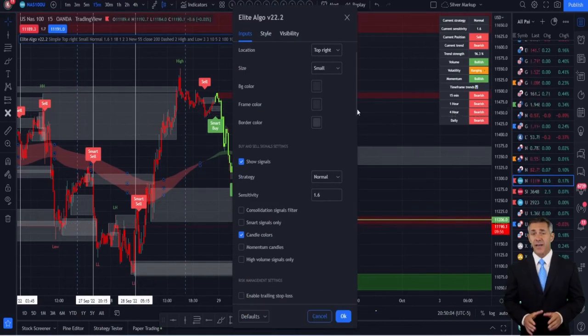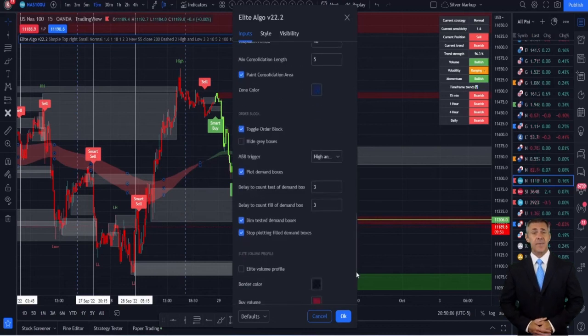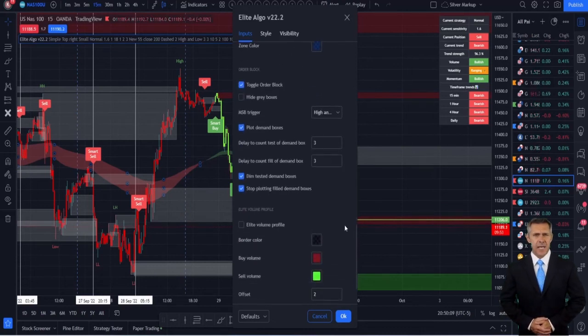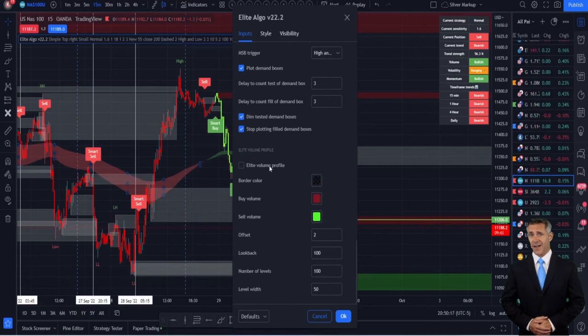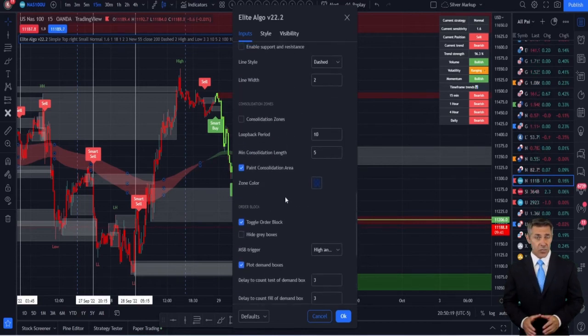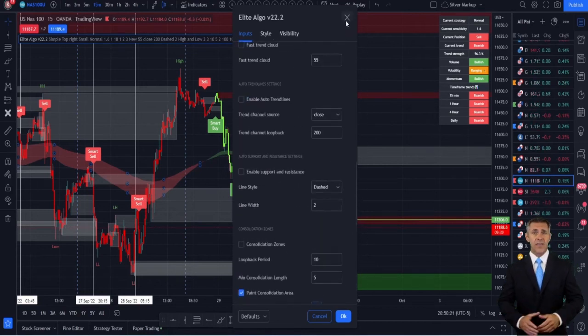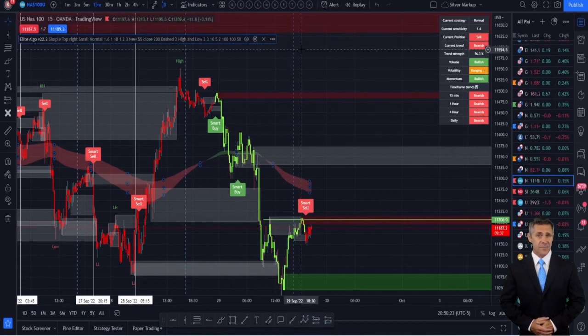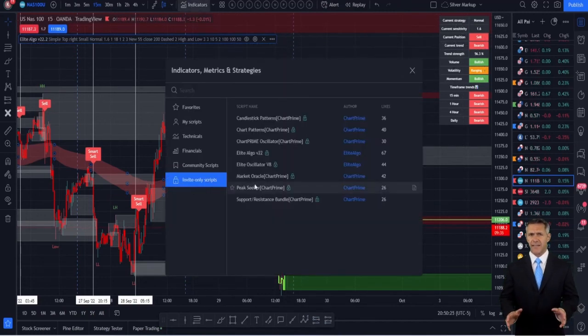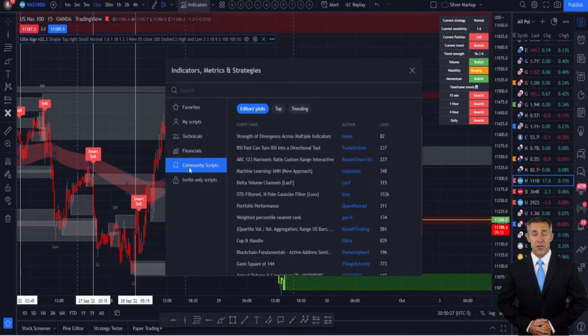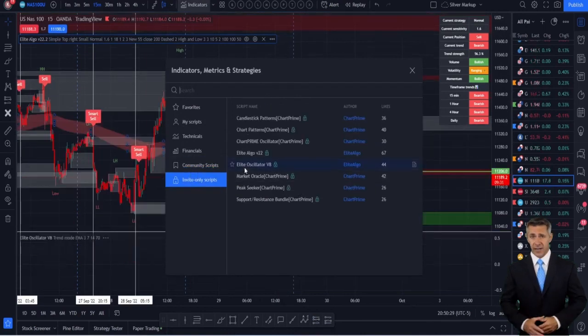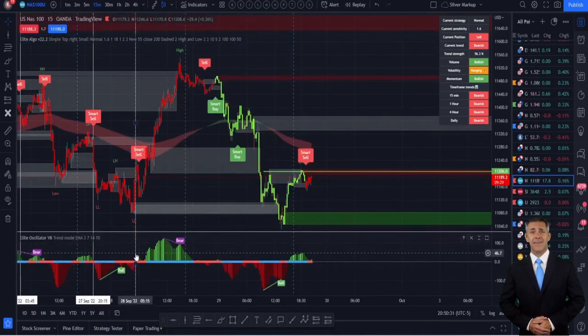But other than that, the rest of the settings is pretty self-explanatory. So you have your demand boxes, you have just your colors that you want to use. But that's basically the entire Elite Algo. The last part of Elite Algo is just the oscillator. And the oscillator just helps you out with seeing divergence and momentum in the markets.